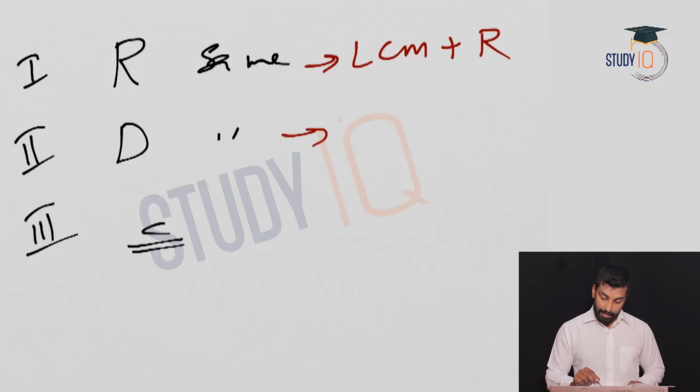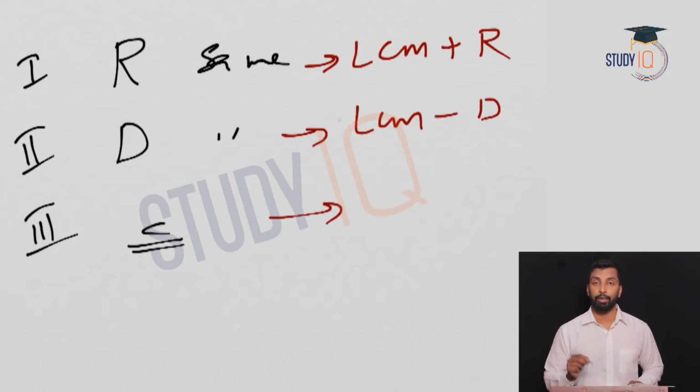In the previous video, we saw three different types of division questions. The first type was the remainder was same. The second was the difference between the divisor and the remainder was same. The third category was there was nothing same, nothing common. So what was the method we followed? First case: LCM plus the remainder. Second case: LCM minus the difference. And third case, you need to do manually.